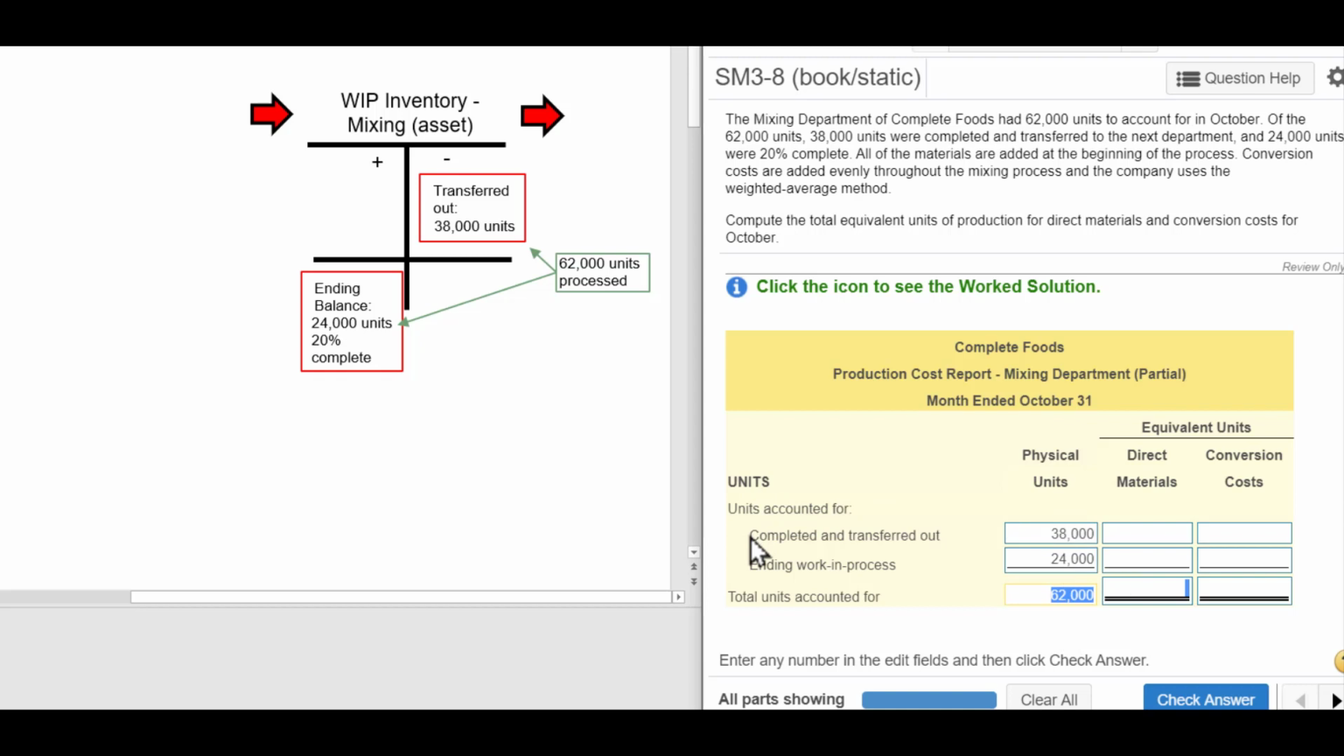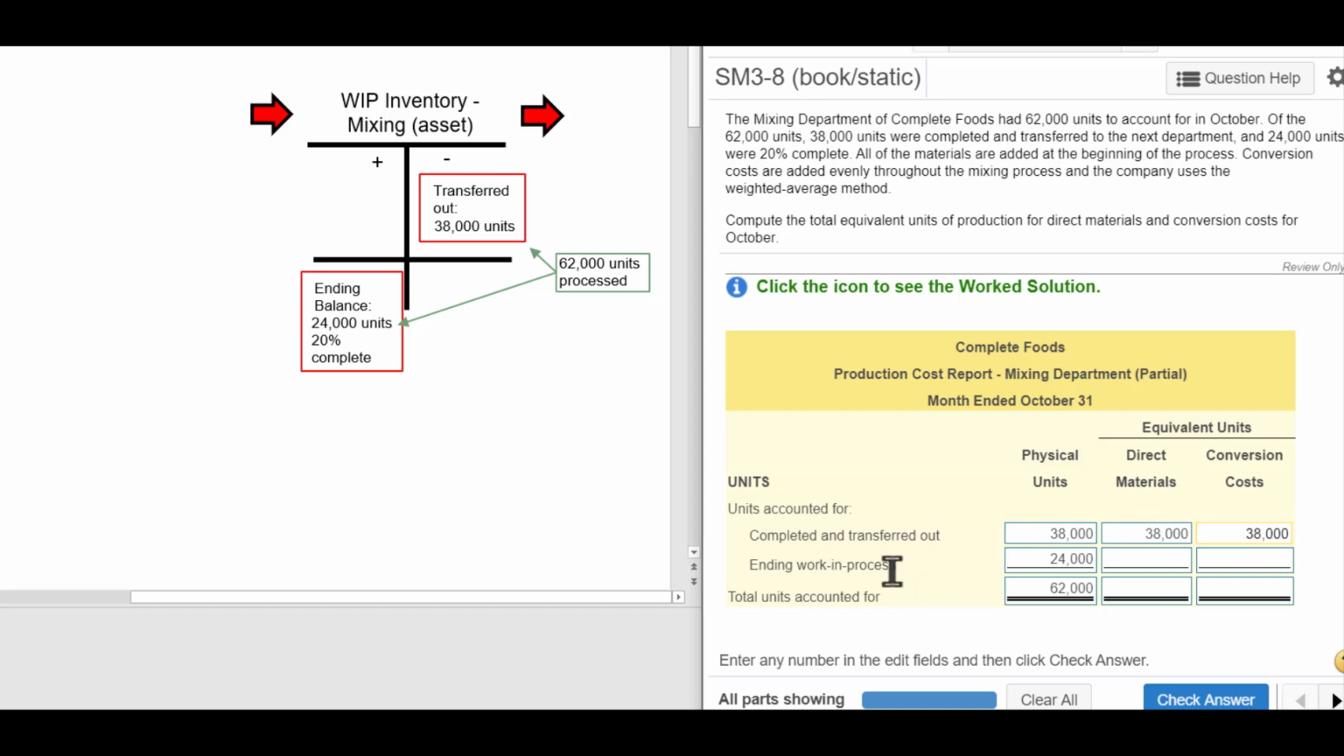Now let's just talk about the ones that were completed and transferred out. They had 100% of the materials added to them because they were completely done. And because they're completely done, they had 100% of the conversion cost. So the equivalent units are 100%, 38,000.